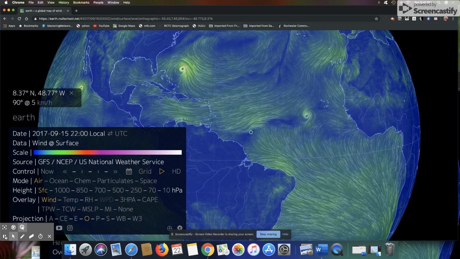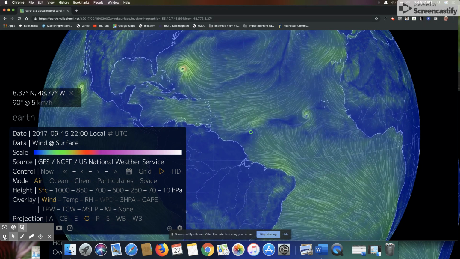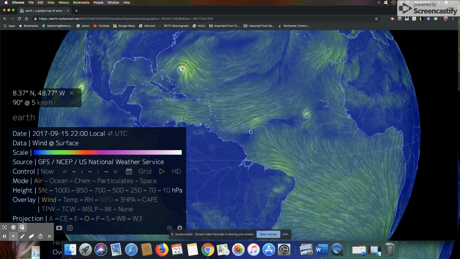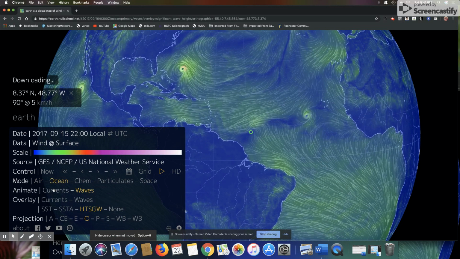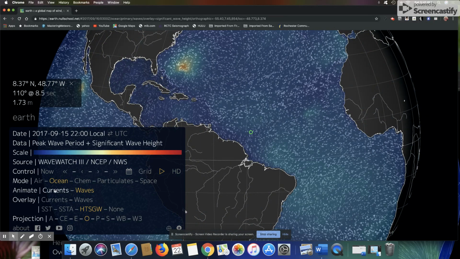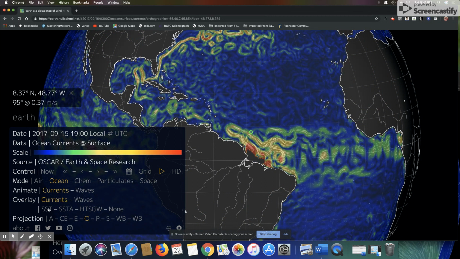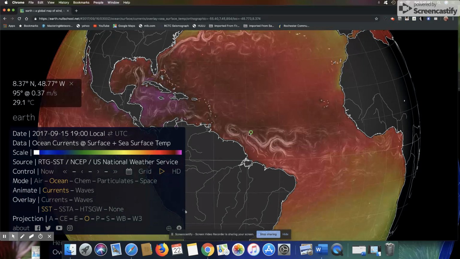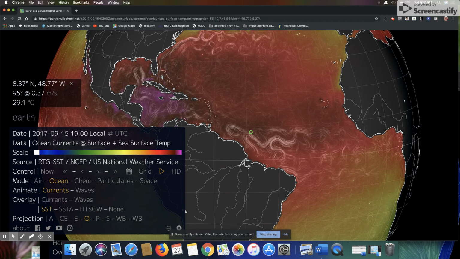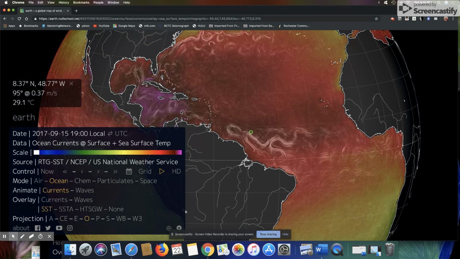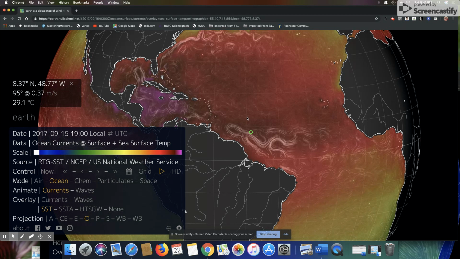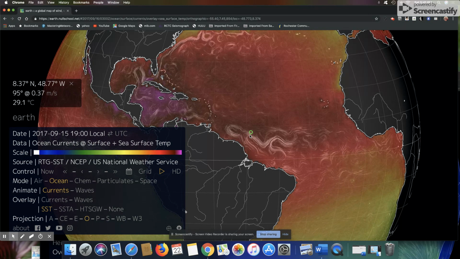So there's a couple of things you need in order to form a hurricane. One of the things you need is very warm water in the ocean. So let's set the mode to ocean, and we'll put the currents on there, and then sea surface temperature right there. And so now we're looking at sea surface temperature, and we can see in this area right over here, the sea surface temperature is about 29 degrees Celsius. So that's plenty hot enough for us to form a hurricane. It has to be above about 27 degrees, which is about 80 degrees Fahrenheit. So that's pretty warm water right there.